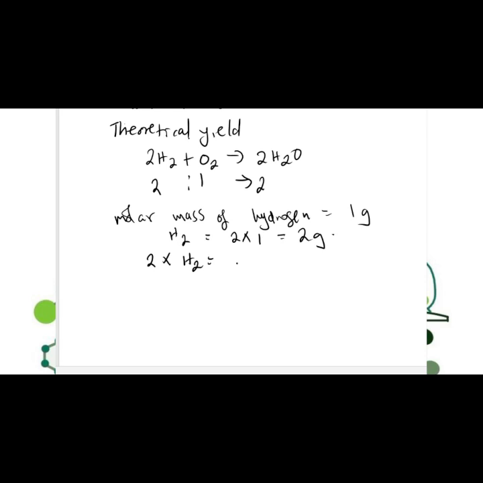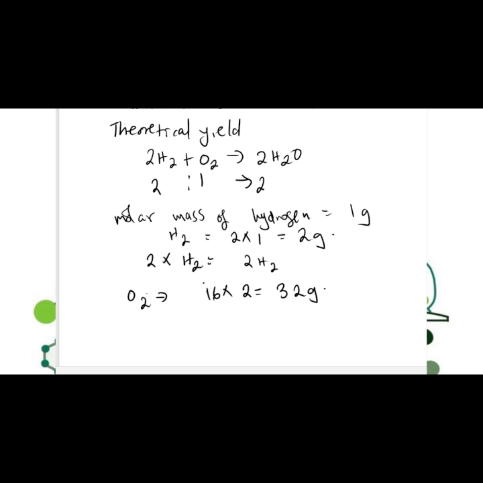Okay, so let's just check for oxygen. Let's check for O2. O2 is 16 by 2, which is 32 grams. So 1 mole of O2 is equal to 32 grams. We're starting with 4 grams here and 32 grams. So these are the same moles, which is 2:1, like in the reaction here.